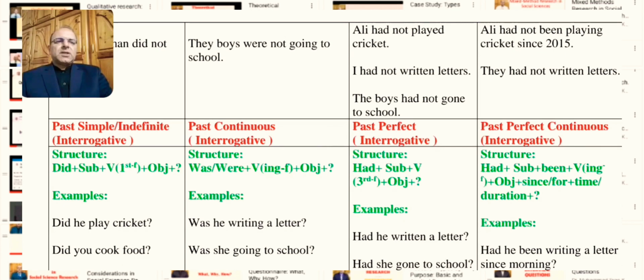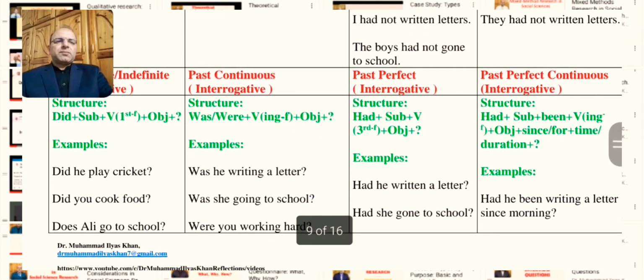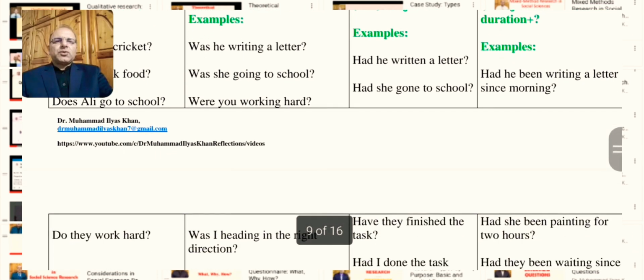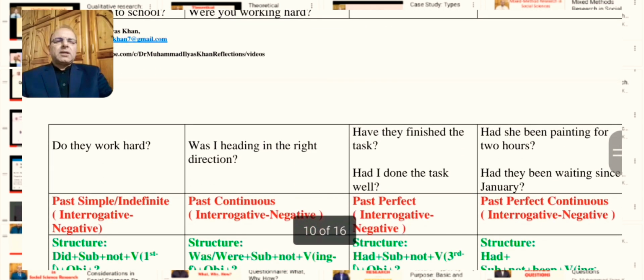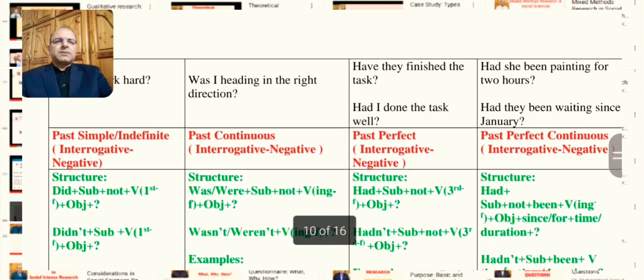So again, if the time is fixed, we will use since, and if it's a duration, we will use for. So examples under each of these categories of the past tense in its interrogative form are given in order to elaborate on these and in order for you to have a better understanding. So you can scroll down and have a look at these examples.